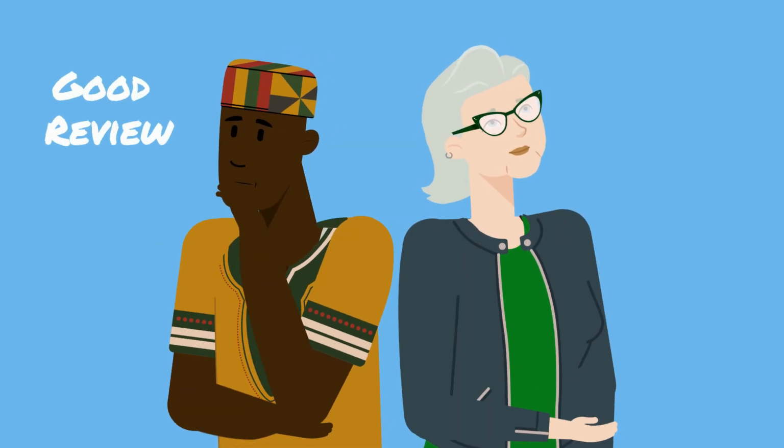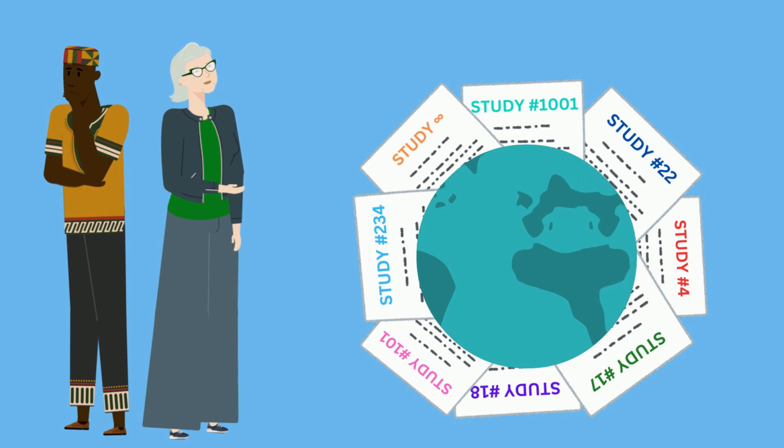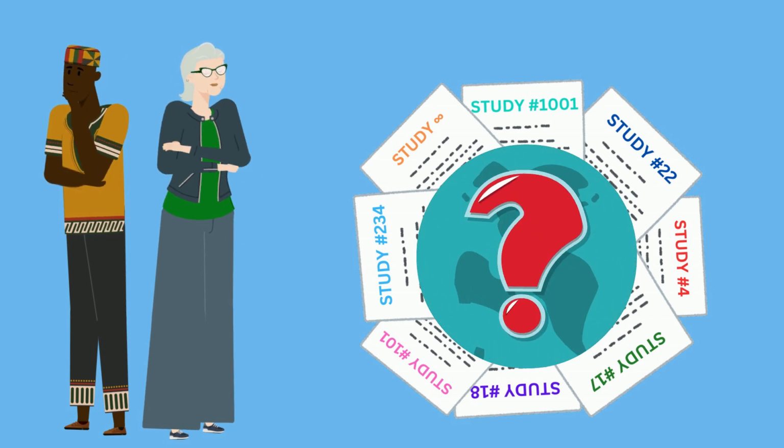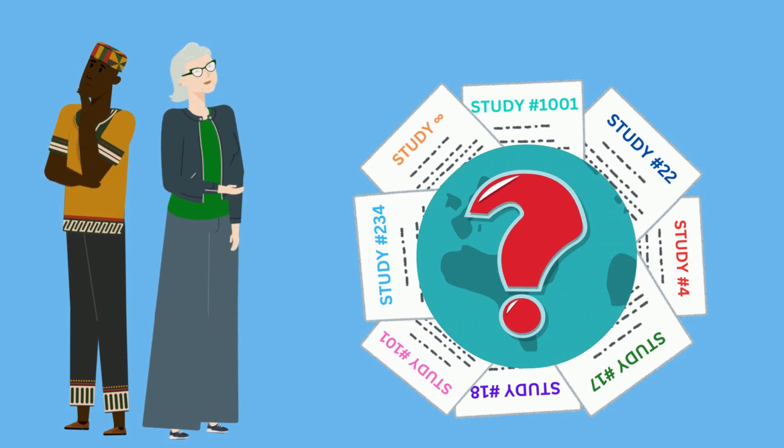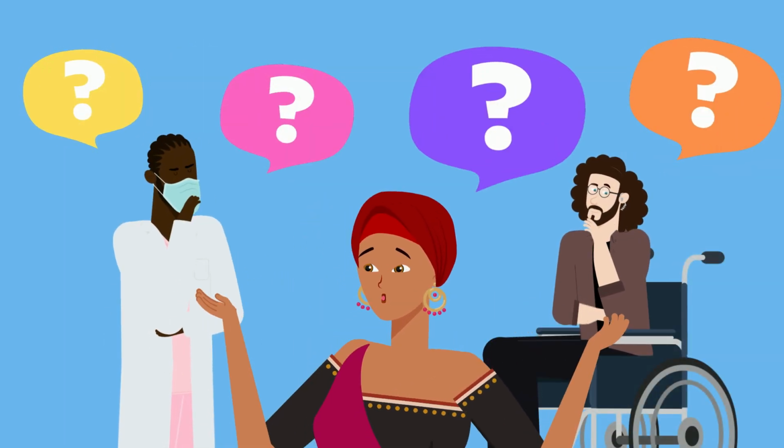A good review starts with a good question. The first step in the process of a systematic review is making sure we have a good question about something we do to improve health. So, what makes a good systematic review question? Well, systematic review questions are usually made up of 4 parts.